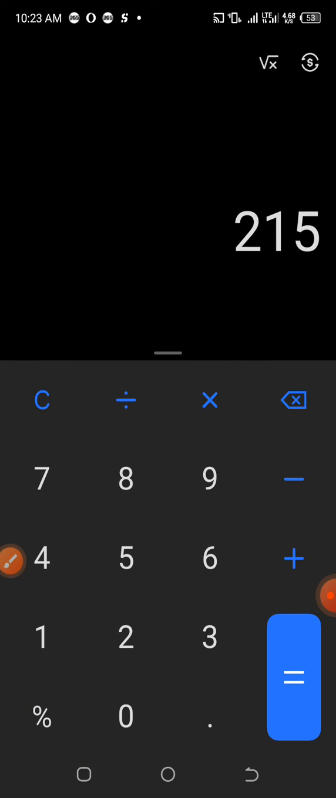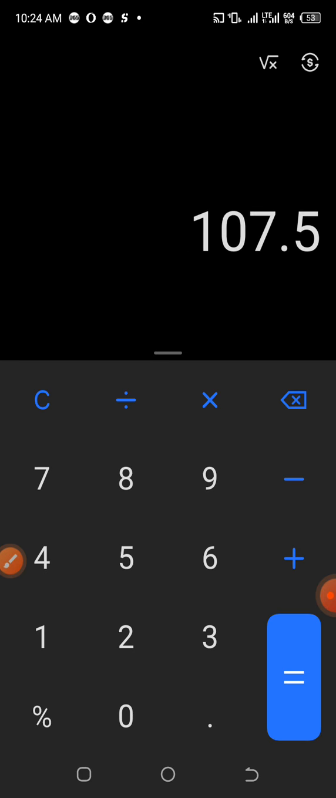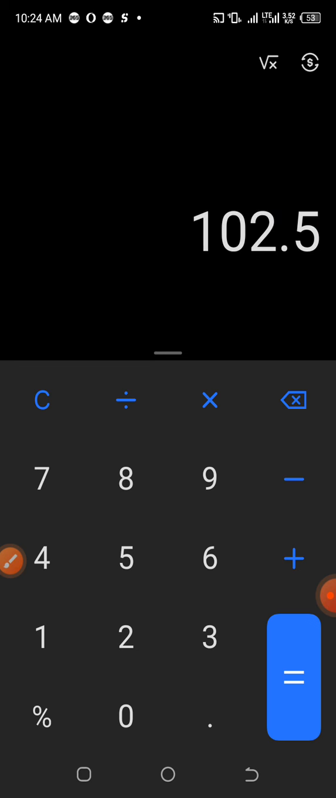So the total points we're having here is 215. Don't forget, after getting your total points, divide it by 2. We're having 107. Don't forget, that's my own style: after getting my average total point, I always subtract 5, sorry, by 5. And this is the total points I will be predicting for over for this particular away team.